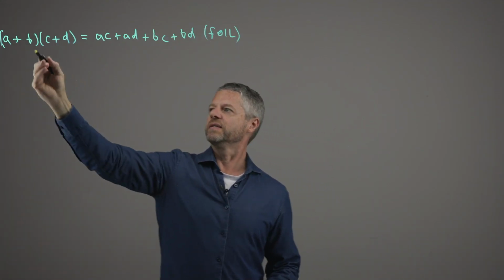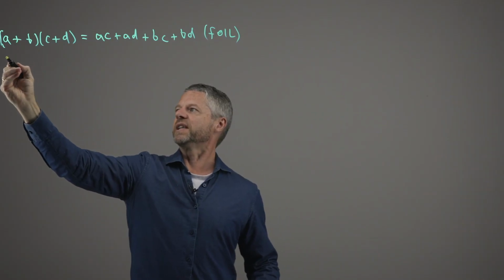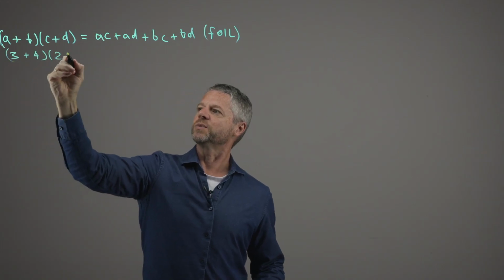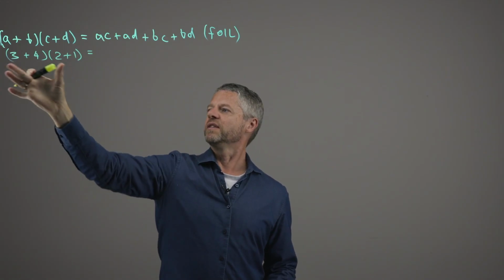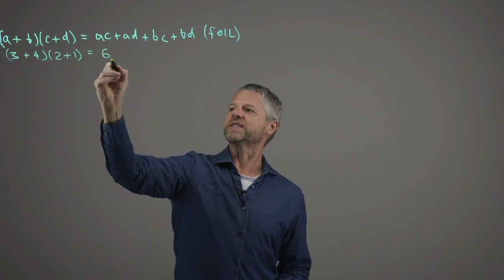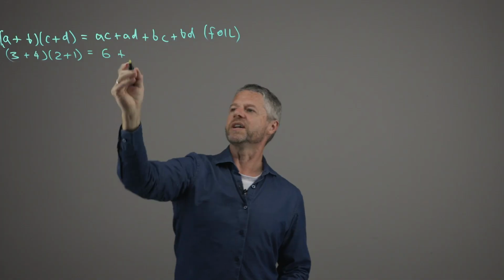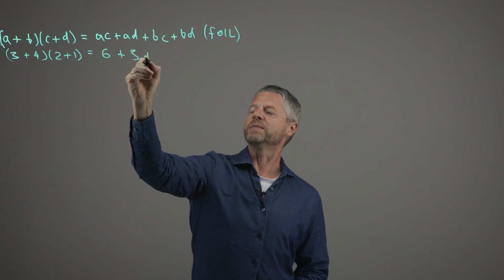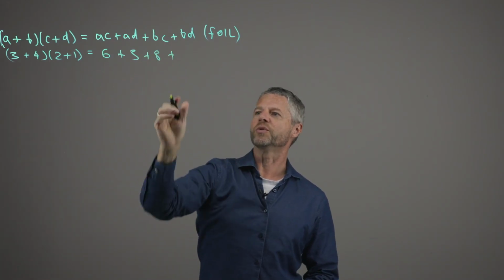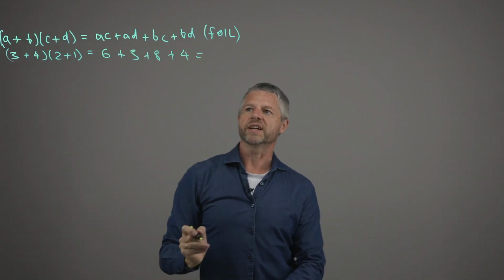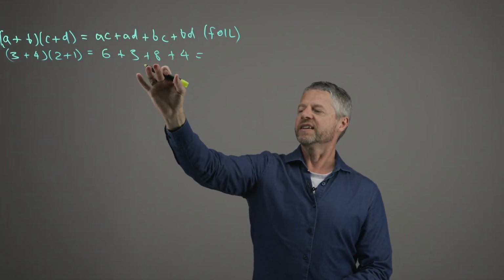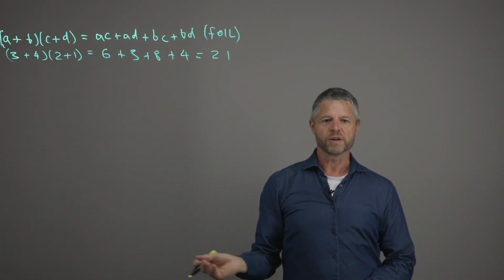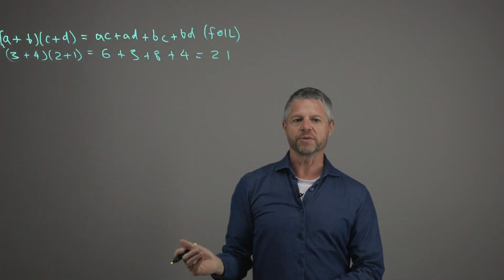And we can demonstrate that with a simple example, say 3 plus 4 times 2 plus 1. So the first terms, 3 times 2, would be 6, and then the outer terms, 3 times 1, would be 3, and then the inner terms, 4 times 2, would be 8, and then the last terms, 4 and 1, would be 4, and so that comes to 9, 17, and 4, 21. And we can apply something similar to multiplying polynomials.